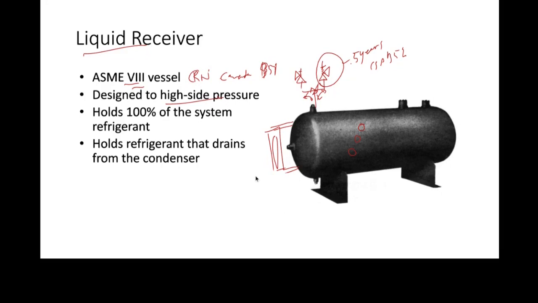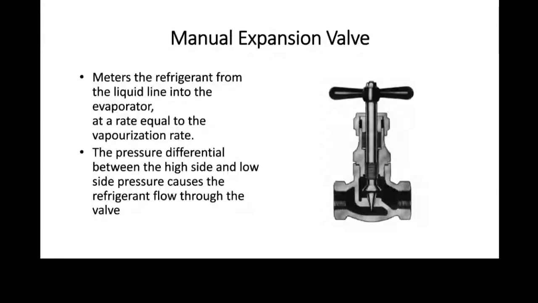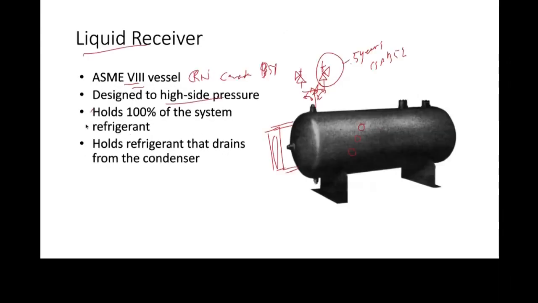And there you go. The liquid receiver is going to accept the liquid from the condenser so that all of the liquid drains from the condenser, and that way we use the entire surface area of the condenser for heat transfer. And of course, there's also the storage business here.